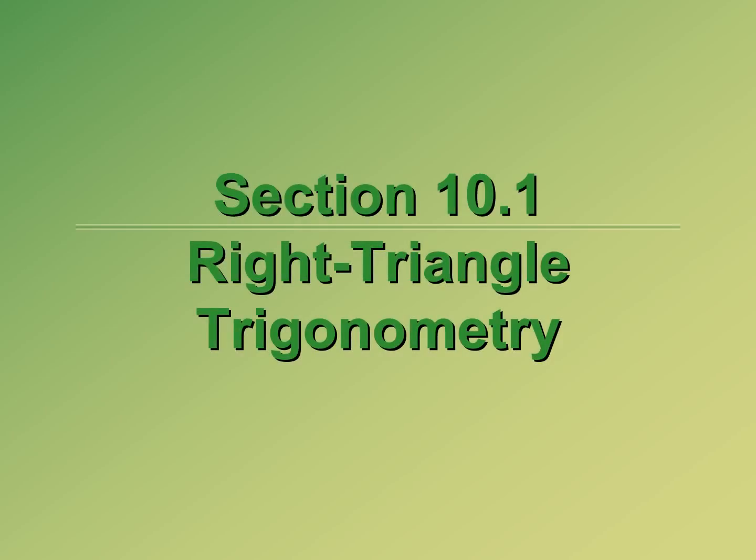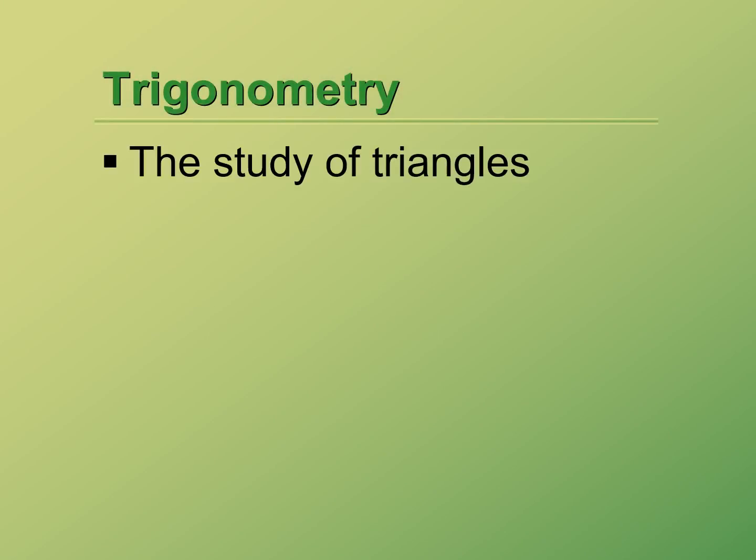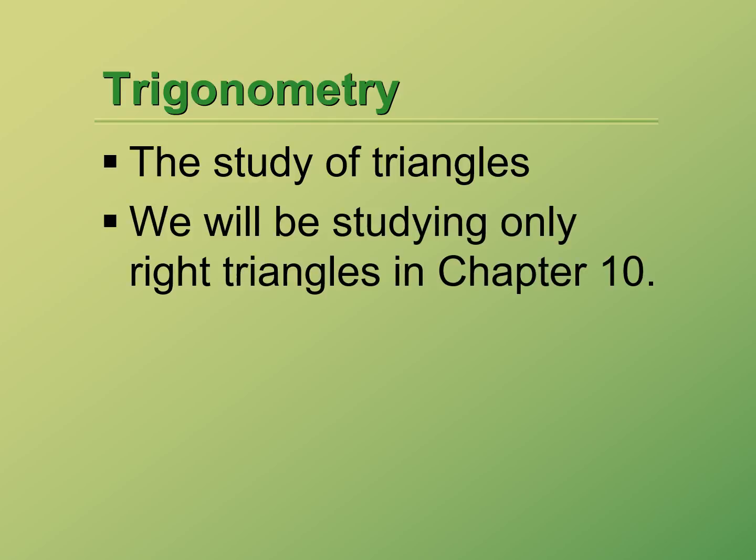Okay, so we are doing our first lesson in our chapter over trigonometry. So we are going to start with some right triangle trigonometry. Just to review, right triangle means that there's a 90-degree angle for that triangle. So trigonometry is just the study of triangles and the ratios of those triangles.